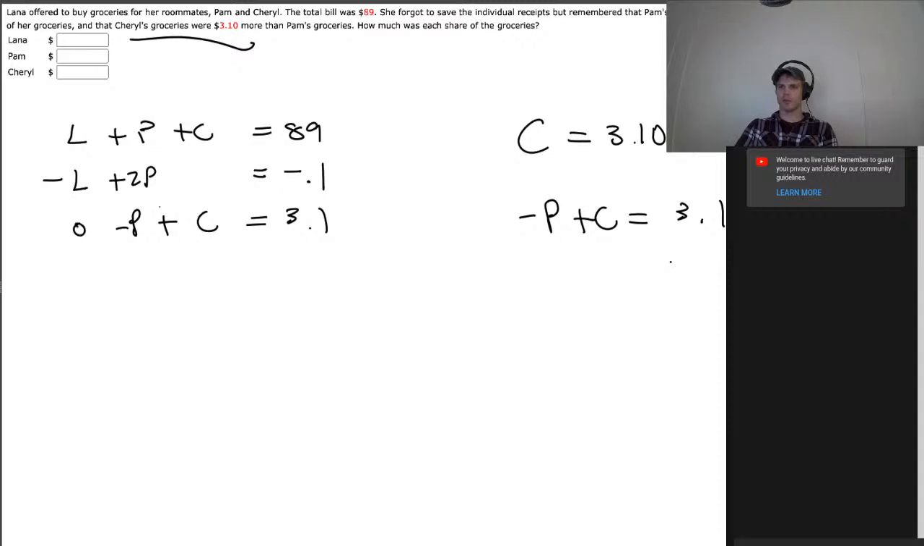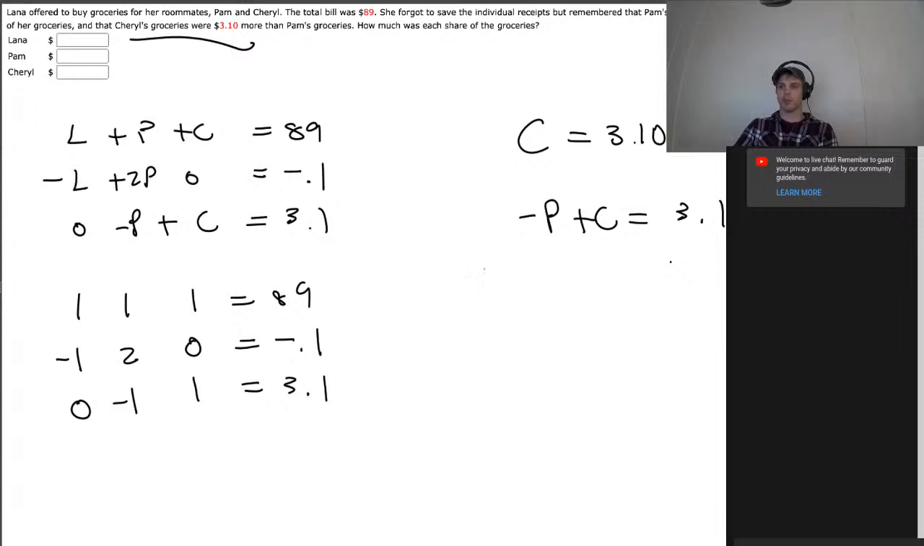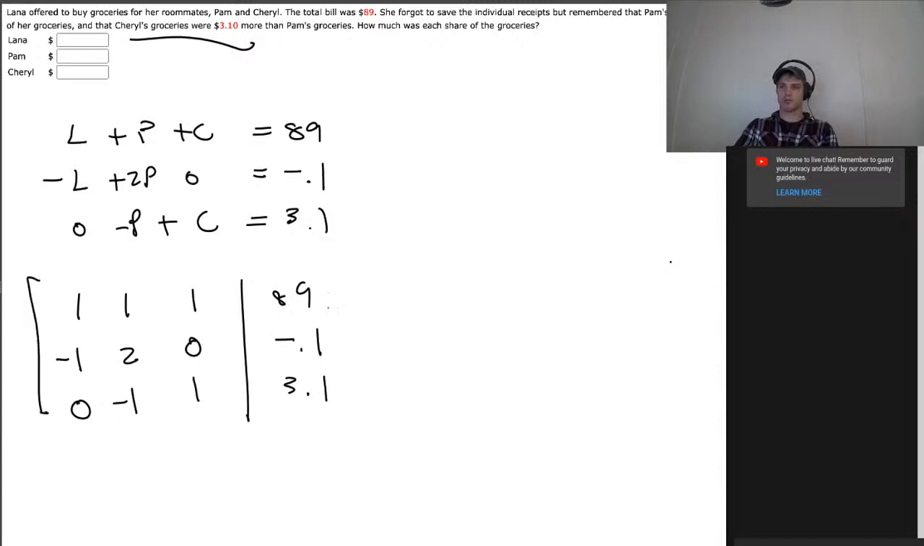So let's put this in a coefficient matrix. We're going to have 1L, 1P, 1C equals 89. And then negative 1L, 2P, 0C equals negative 0.1. And then 0L, negative 1P, 1C equals 3.1. These things actually get a lot easier to deal with when you put them in a matrix, which I think is why people like them. Okay, let's do some row ops.